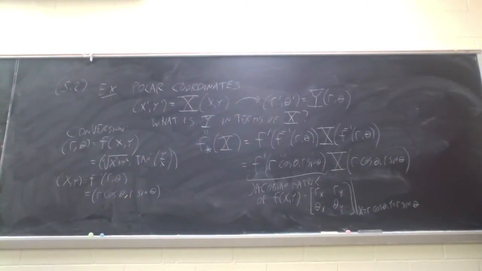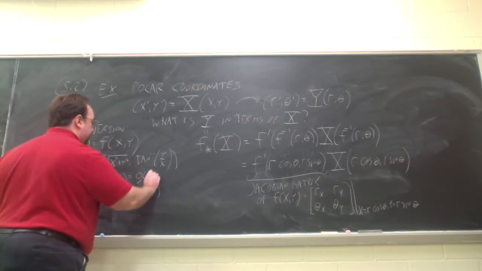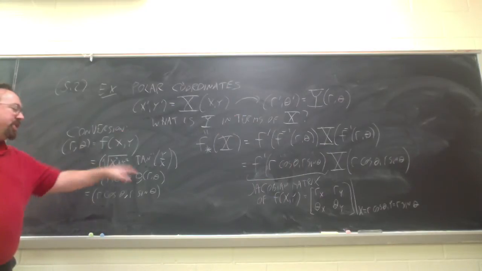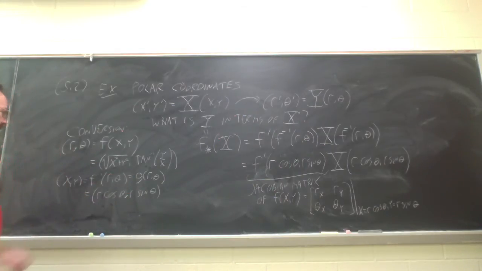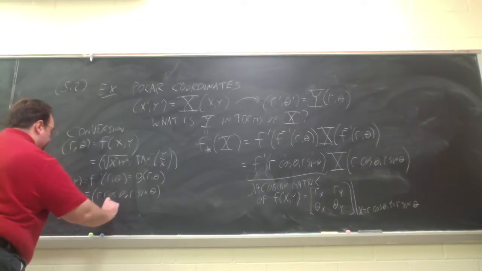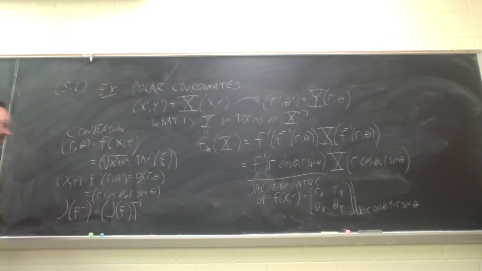For the benefit of video watchers, I'll just leave it up for a few seconds. Because what we could do, for convenience, is write F inverse as G of r and theta. Instead of computing the Jacobian of F, we can compute the Jacobian of G and invert it. In other words, the Jacobian matrix of F inverse is the same as the Jacobian of F inverted. So it doesn't matter whether you take a Jacobian then invert or invert then take a Jacobian, it all works out the same.